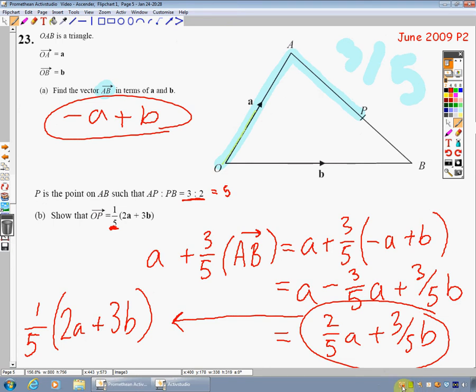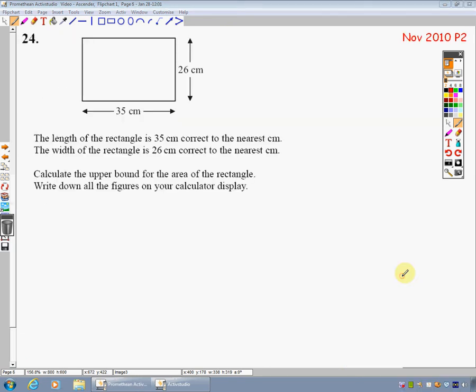This question is to do with bounds. The question says the length of a rectangle is 35 centimetres, correct to the nearest centimetre, and the width of the rectangle is 26 centimetres, correct to the nearest centimetre. Calculate the upper bound for the area of the rectangle. First we need to find the upper bounds for the length and width of the rectangle.